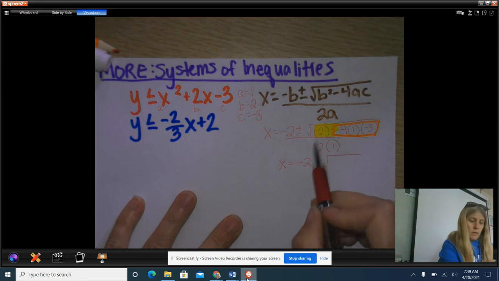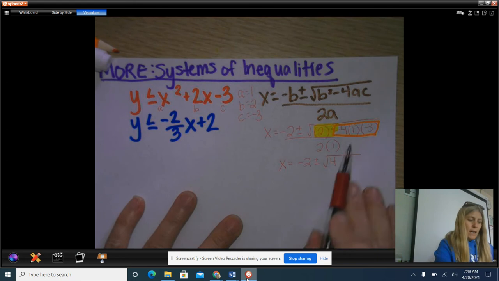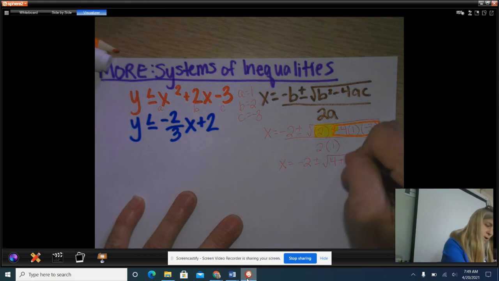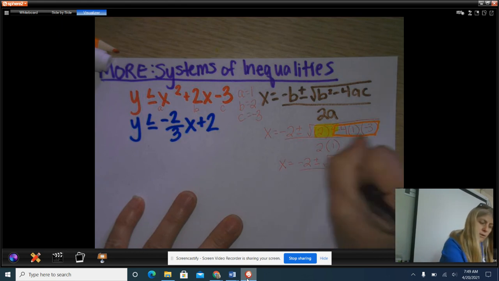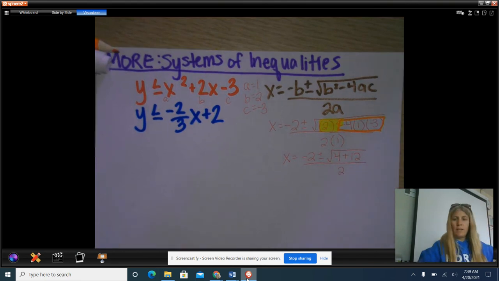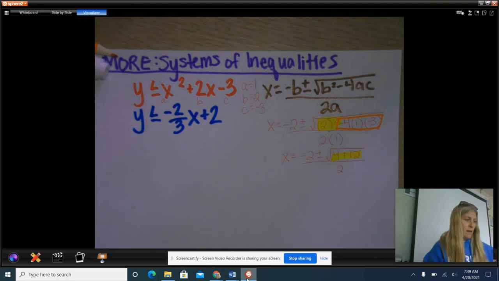2 squared is 2 times 2, which is 4. Remember that first number will always be positive. -4 times 1 is -4. And -4 times -3 is positive 12. All divided by 2 times 1, which is 2. We're continuing to simplify underneath the square root till we get a single digit underneath there.